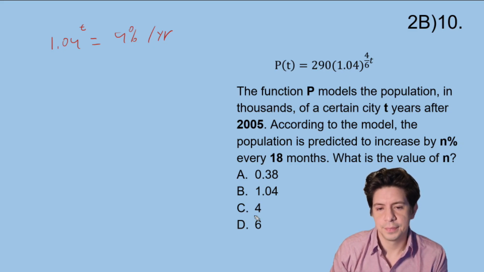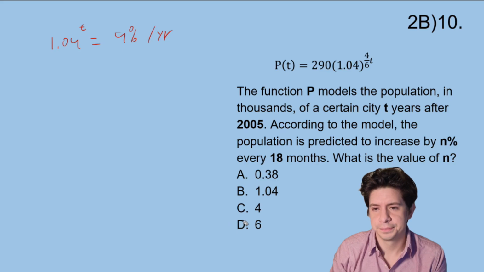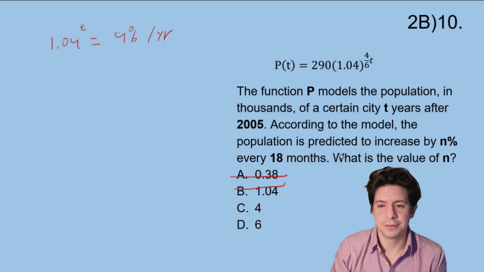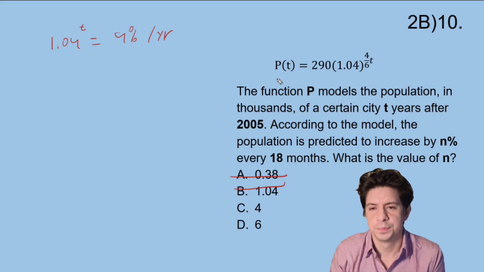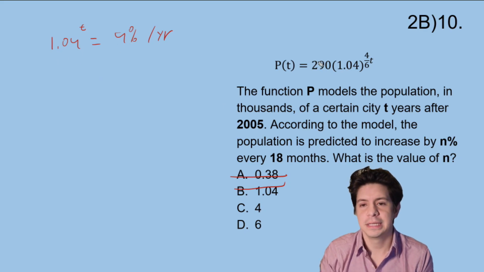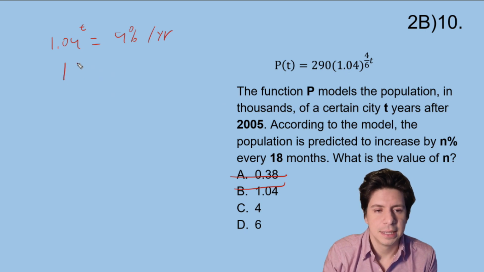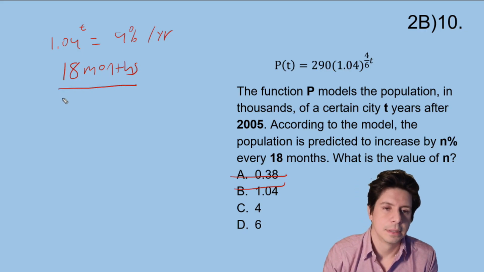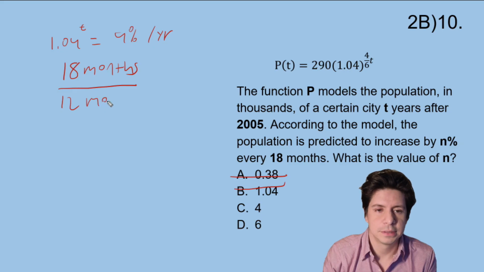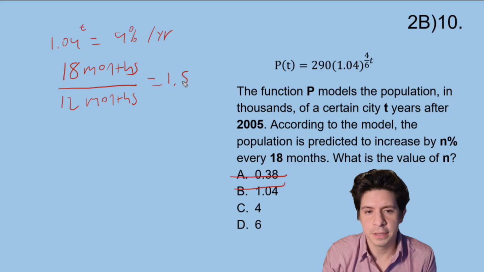So I can tell you right now, it's not going to be B or A, because it's not going up that little, since it's going up 4% a certain amount. But how do we find it exactly? To find it, let's think about T and 18. What's the relationship between 1 year and 18 months? 18 months is how many years? It's 18 divided by 12 months. You're going to get 1.5 years.